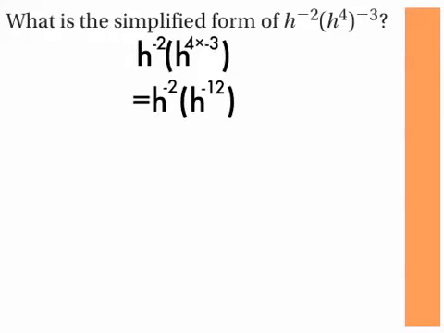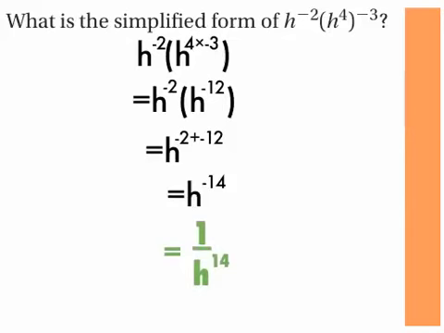Right now I'm just multiplying two powers with the same base h. So I'm going to use my exponent rules that I learned yesterday, and I'm going to add my two powers together, which would give me h to the negative second plus the negative 12. Add them together, you get h to the negative 14th, but we're not happy when we have a negative exponent. We need to write it as a positive exponent, so we put it under 1. So our final answer is 1 over h to the 14th power.